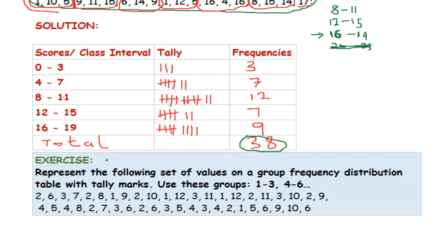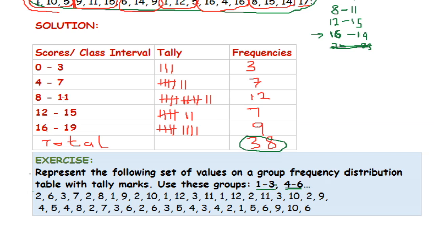So what you are going to do is to represent the set of values below. This set of values, represent them on a group frequency distribution table with tally marks. Use class intervals 1 to 3, 4 to 6, and so on. So study these class intervals and use these two class intervals given to you to get the other class intervals you are supposed to use.